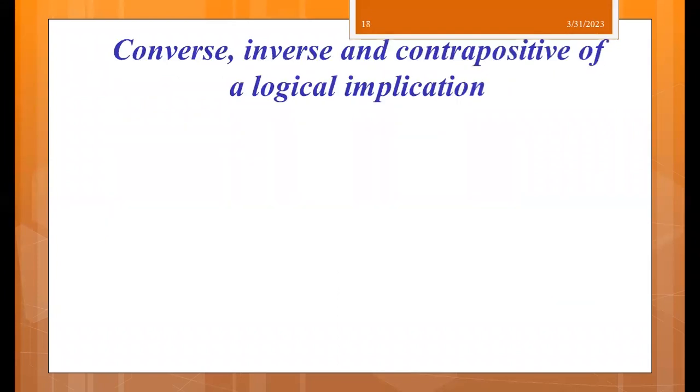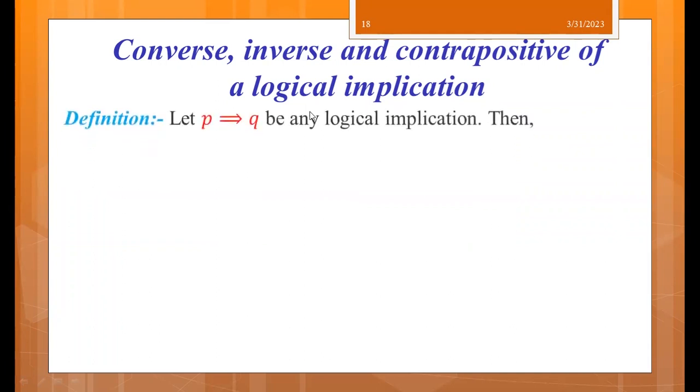The next thing we are going to consider is the converse, inverse, and contrapositive of a logical implication. These apply to a special type of compound proposition, the logical implication, which is a compound statement obtained by using if-then, or simply implies. So the definition: let's assume we have the logical implication P implies Q. Then the first case, Q implies P, is said to be the converse of P implies Q.